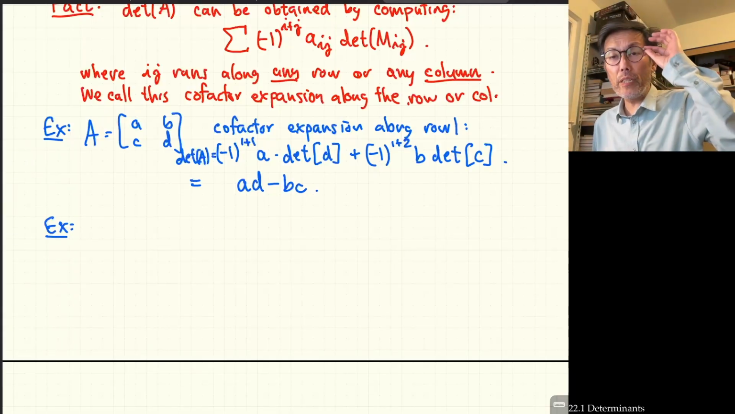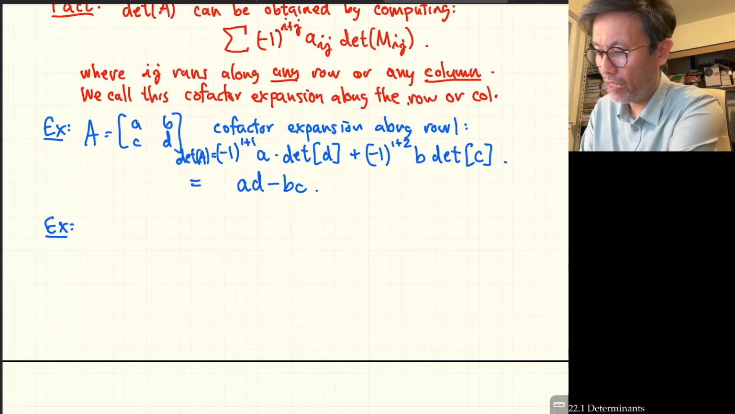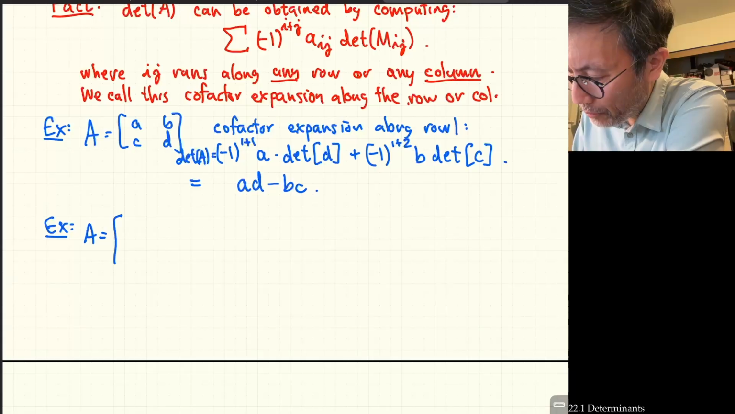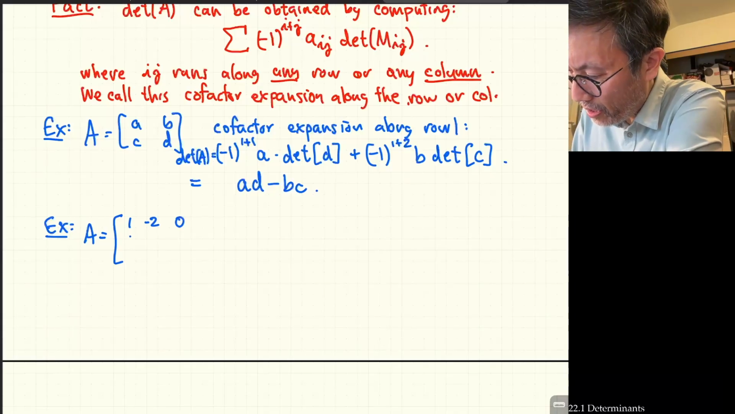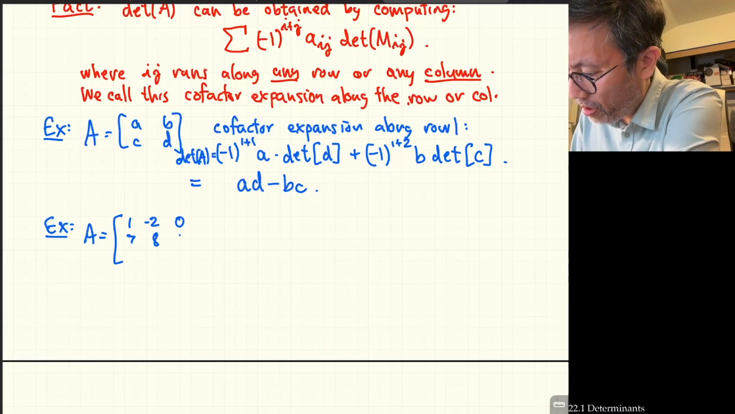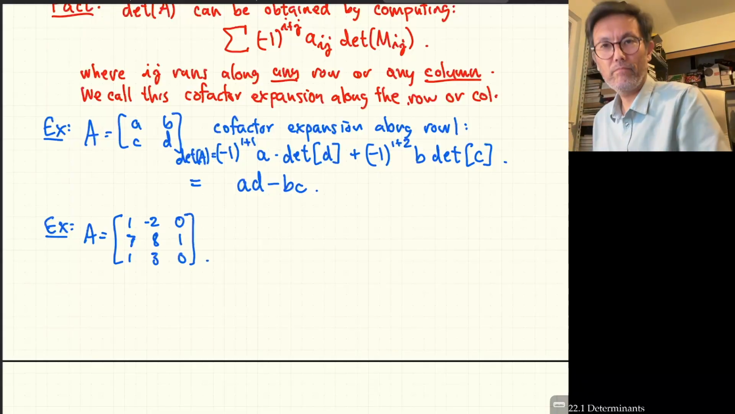So I'm not going to do this with ABCs and all that. I'm going to do a fixed set of numbers here. So let's say that I was to do 1, -2, 0, 7, 8. Oh my God, why did I do that? Those are big numbers. And then 1, 3, and 0.